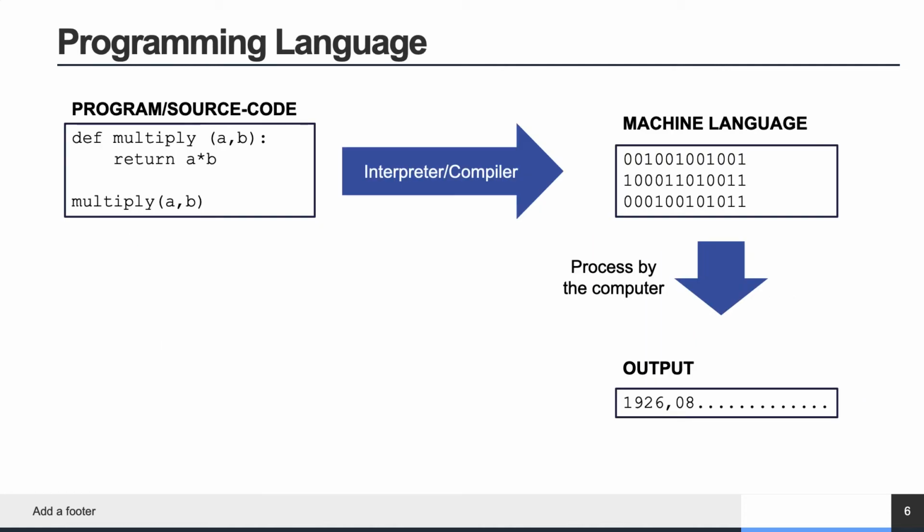So, instead of writing the instructions in machine language, you can write them using a programming language. A programming language is human-readable code, and it is used to write a program to tell the computer what to do. This program is later interpreted or compiled into machine language. Then only the computer can understand and run the task as instructed.